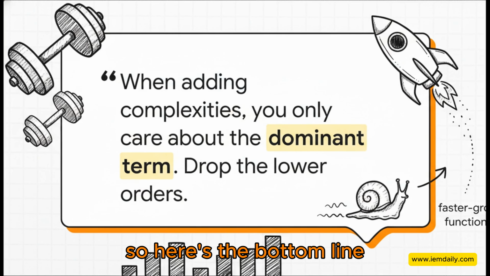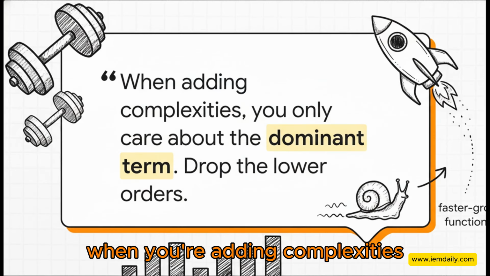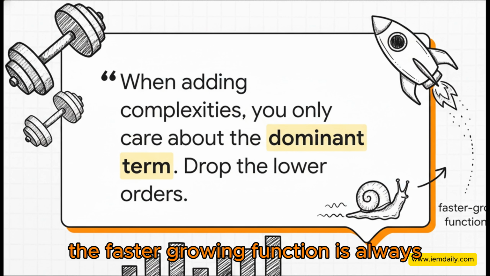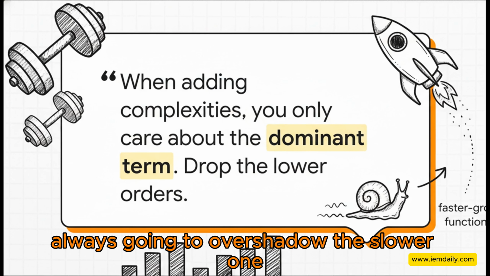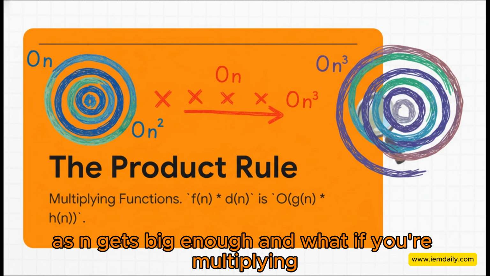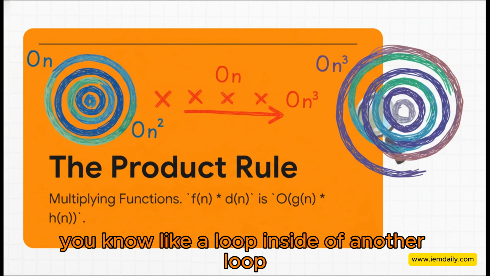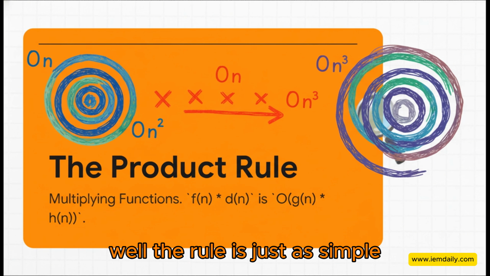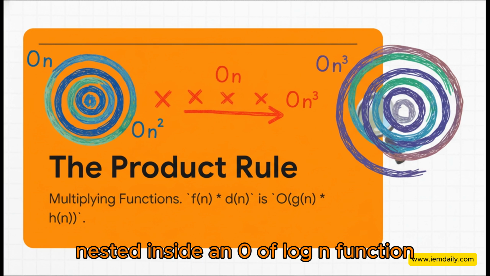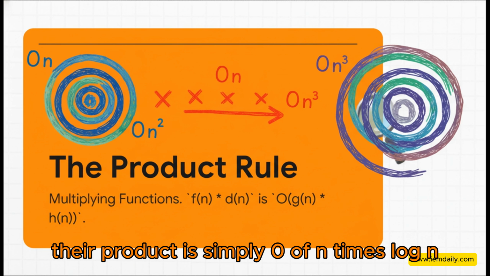So here's the bottom line. When you're adding complexities, you find the heavyweight champion, the dominant term, and you can just ignore the rest. The faster growing function is always going to overshadow the slower one as n gets big enough. And what if you're multiplying, like a loop inside of another loop? Well, the rule is just as simple. You just multiply their bounds together. So if you have an O of n function nested inside an O of log n function, their product is simply O of n times log n.